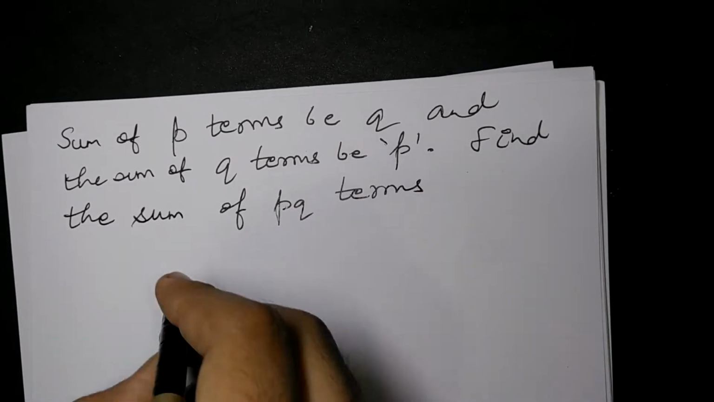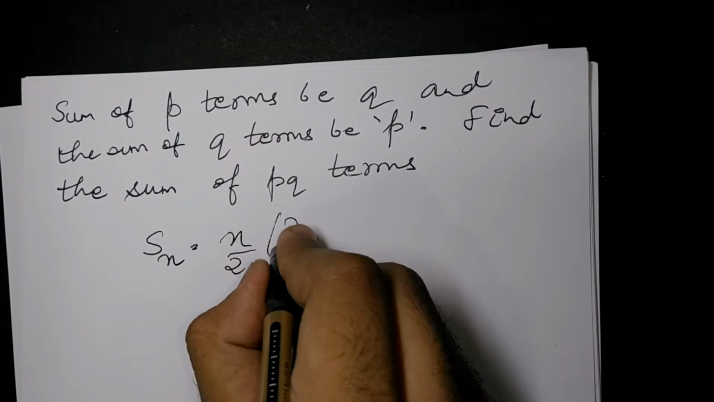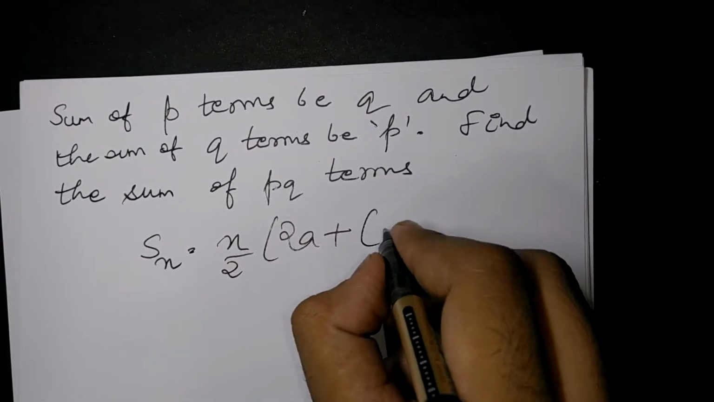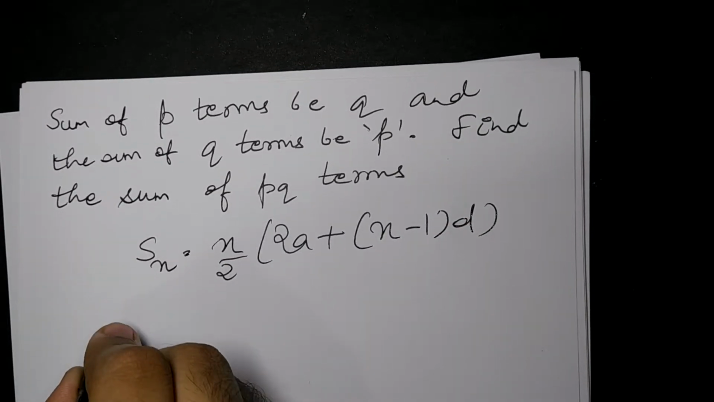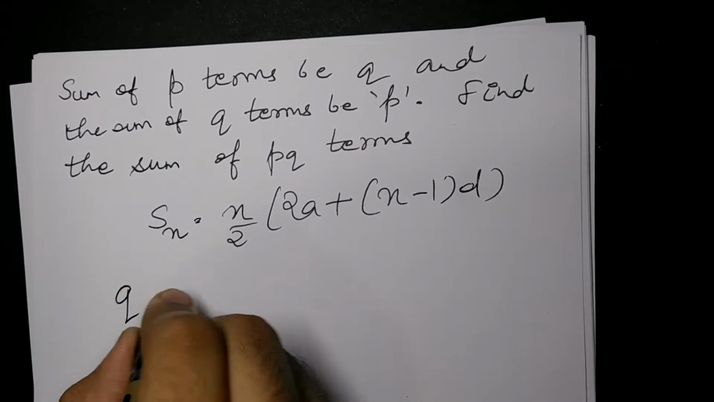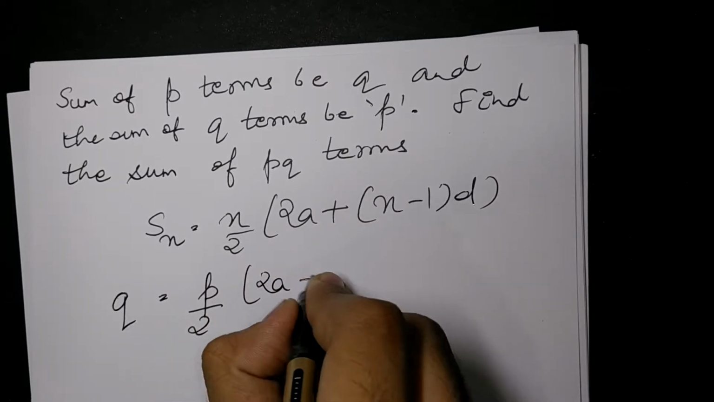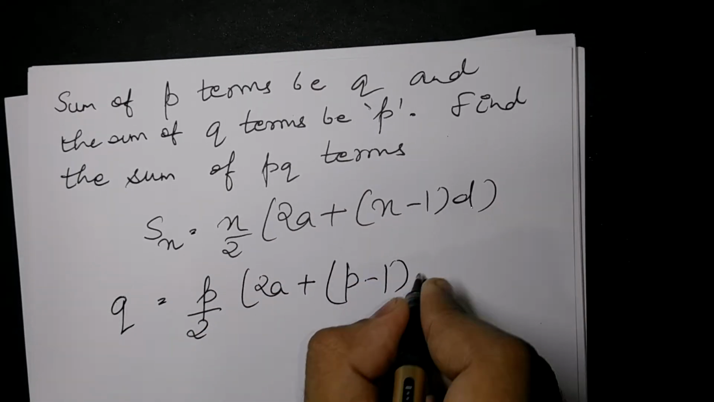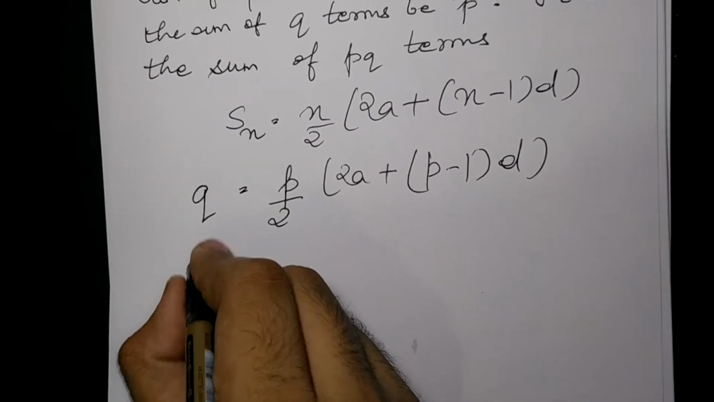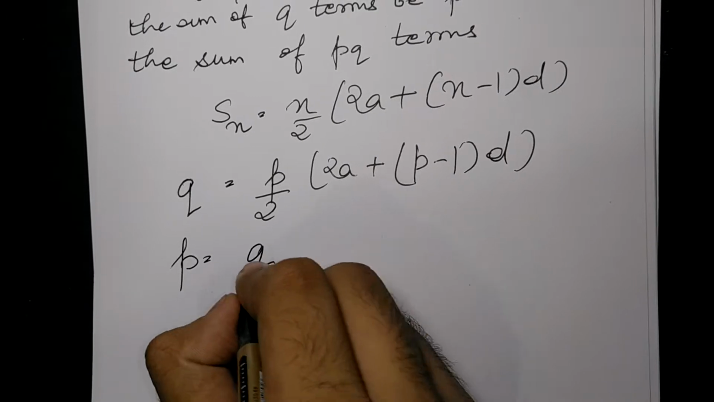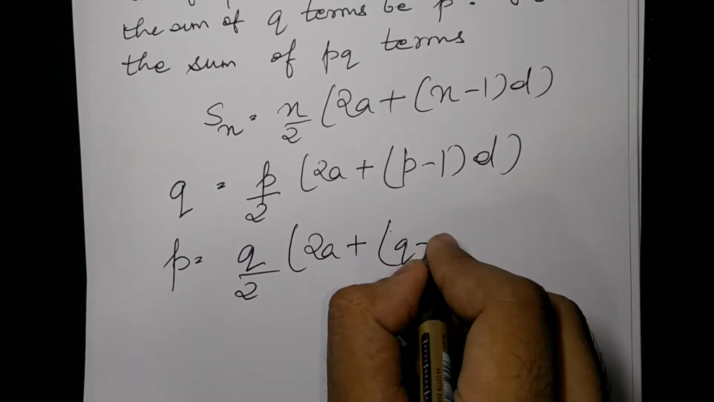Now the formula for sum is n upon 2, 2a plus (n minus 1)d. So here, q is equal to p by 2, 2a plus (p minus 1)d, and similarly p is equal to q by 2, 2a plus (q minus 1)d.